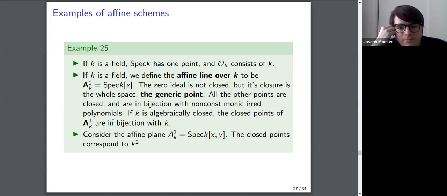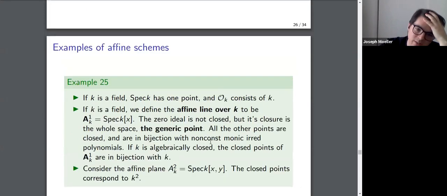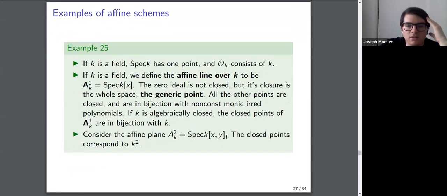But every other point is closed. And they're in bijection with the non-constant, that's the other adjective I was trying to remember earlier, non-constant monic irreducible polynomials. And if K is algebraically closed, then these closed points are in bijection with K. So that's exactly what we were talking about earlier.